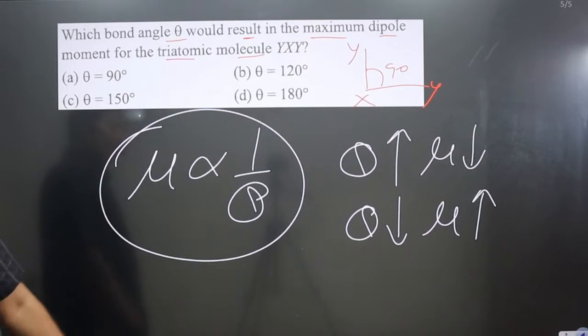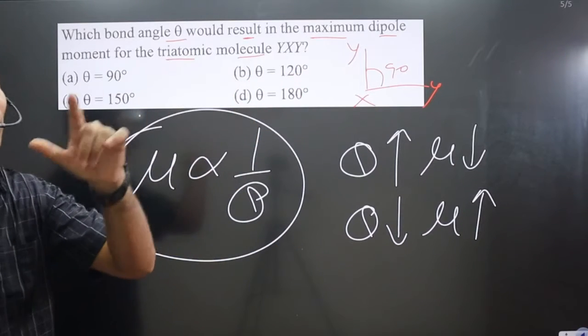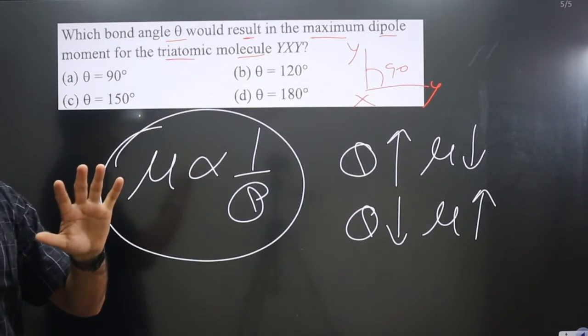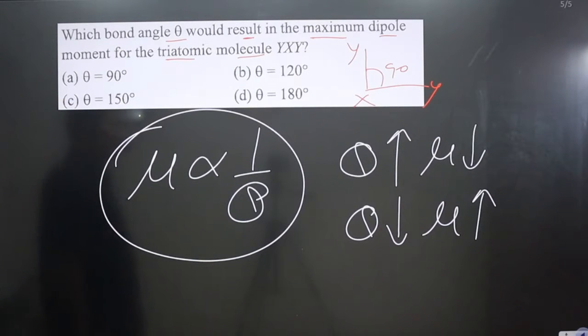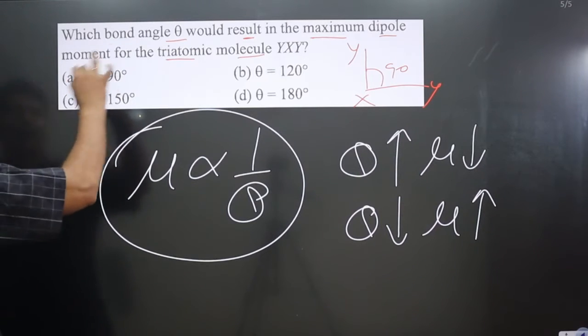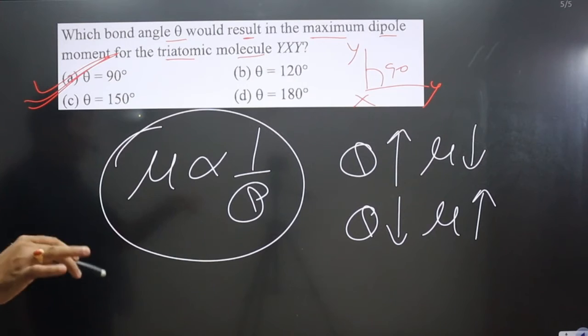So smaller the bond angle, higher is the dipole moment, higher is the polarity. So we need a maximum dipole moment, so the bond angle should be a smaller one. Out of these you can see which one is the smallest: 90 degrees. Smaller the bond angle, maximum is the dipole moment.